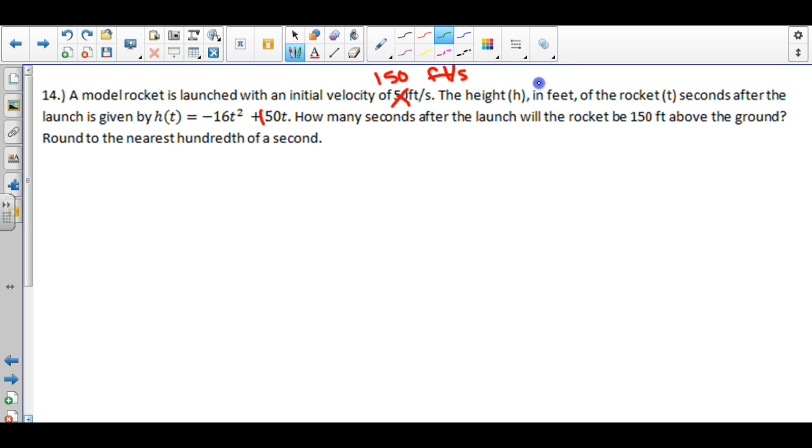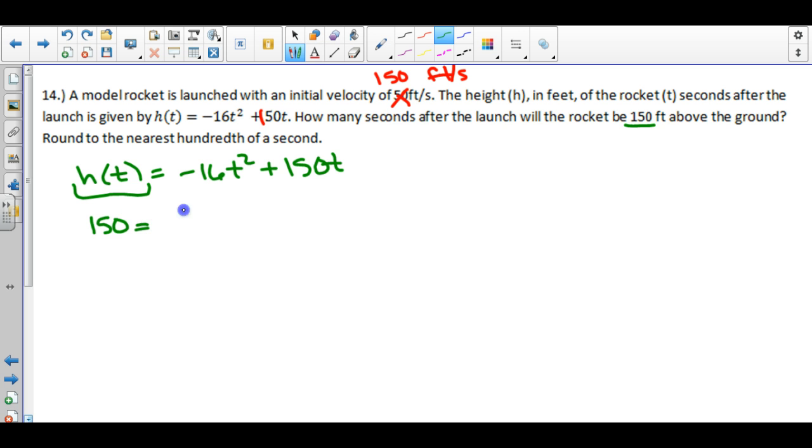So a model rocket is launched with that initial velocity, and I'm giving you this function right here to model the rocket's height as a function of time. And we want to figure out basically how many seconds, so we'll be solving for t, after the launch will it take for the rocket to get to 150 feet above the ground. So we will round our answer to the nearest hundredth. So the first thing we're going to do, we're going to solve for when it equals 150 feet. So we're going to be substituting a value of 150 in for h of t.